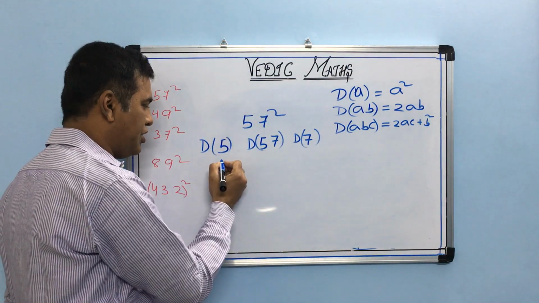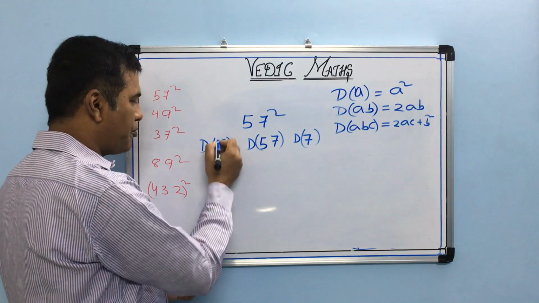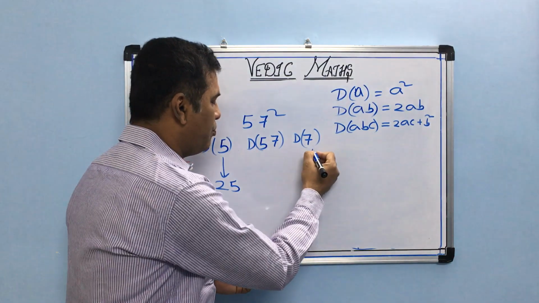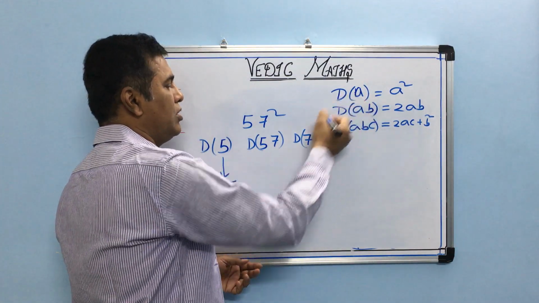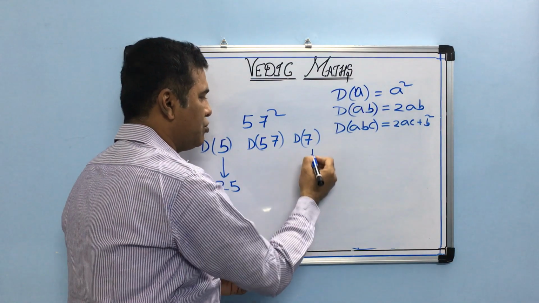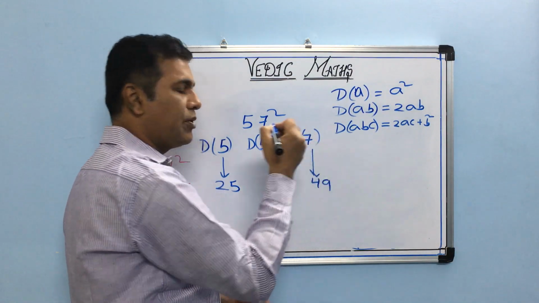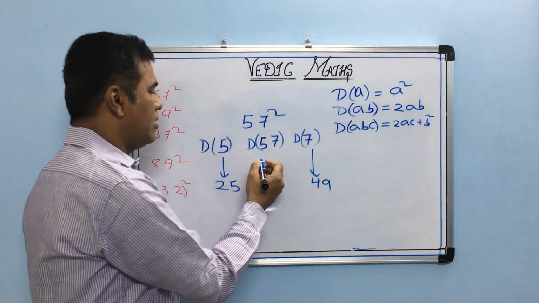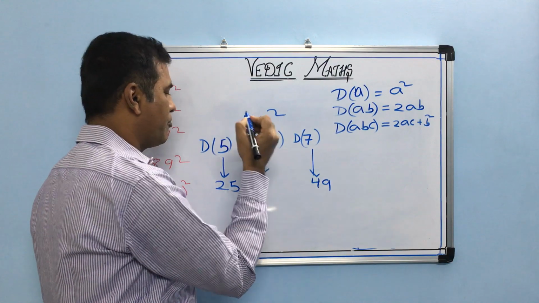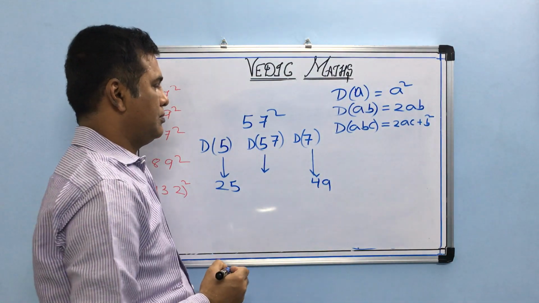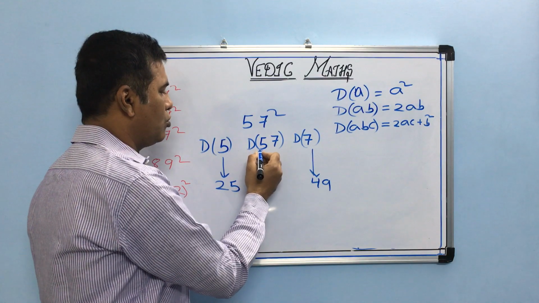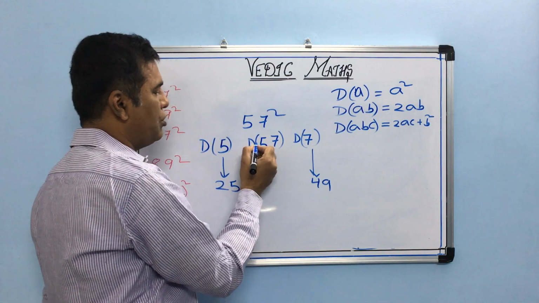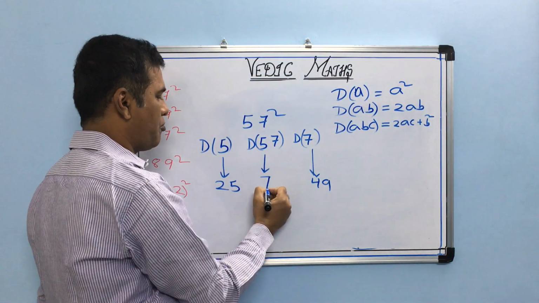Duplex of 5, we know, is 5 square, so this will become 25. Then duplex of 7, this is also a 1-digit number, so simply its square, 7 square, that will be 49. And duplex of 57 will be 2 into 5 into 7, 2AB. Duplex of a 2-digit number is 2AB. So 2 into 5 is 10, into 7, 70.